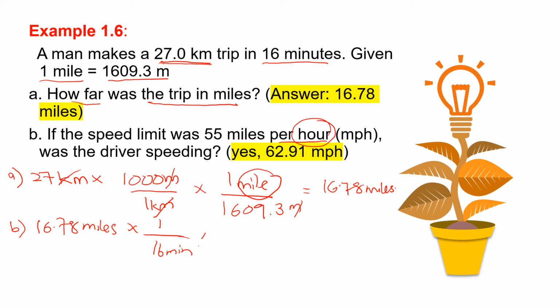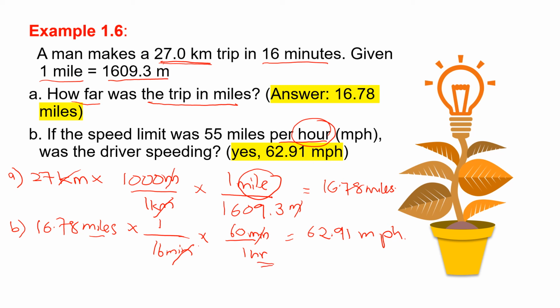Here it is minutes, here it is hour, so you need to convert. 1 hour is equal to how many minutes? 1 hour is 60 minutes, right? So can we put hour on top? No. So it is 60 minutes is equal to 1 hour. Here you can cancel out the unit minute and get the unit hour. So you will get 62.91 miles per hour. See, the unit is miles per hour.